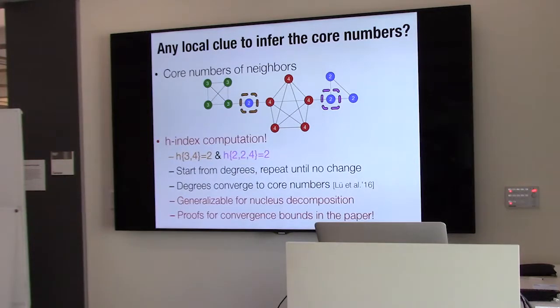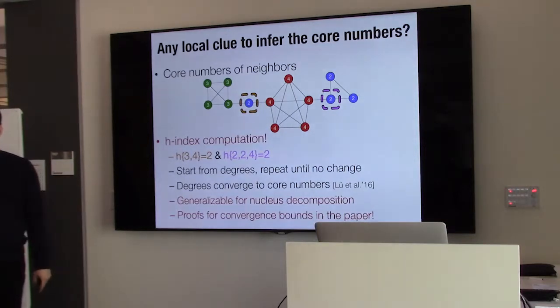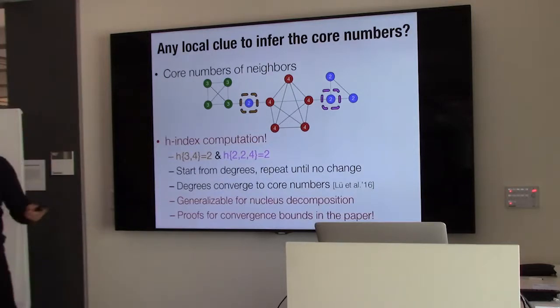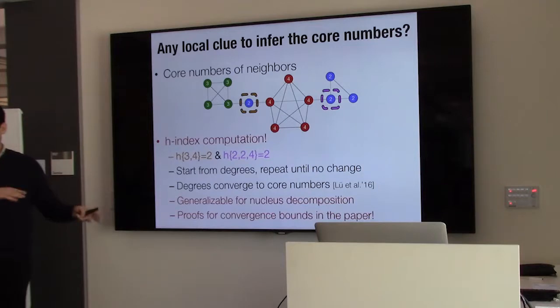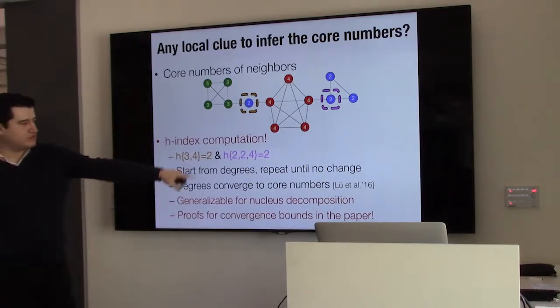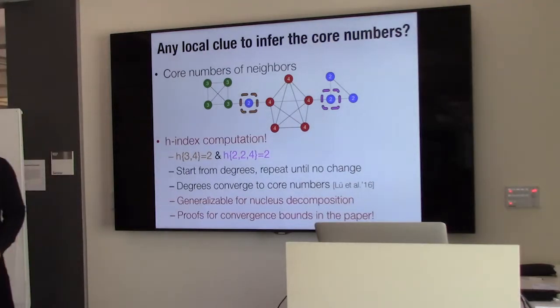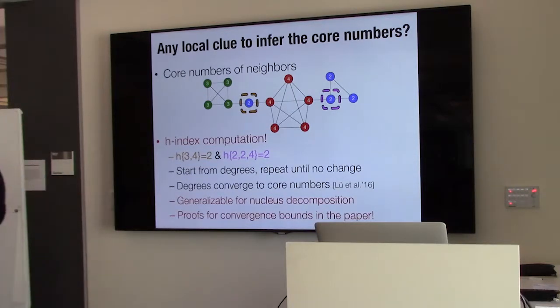So how do you visualize this? Yes, so to find the core numbers from the beginning, what we start from is the degrees. So the seed of information at each vertex is the degree, and starting from the degree, if you repeat that H-index computation on all the vertices, it will converge to core numbers. It was first introduced by Lü et al. in some physics journal, I don't remember the name. But the thing is, degrees will converge to core numbers.